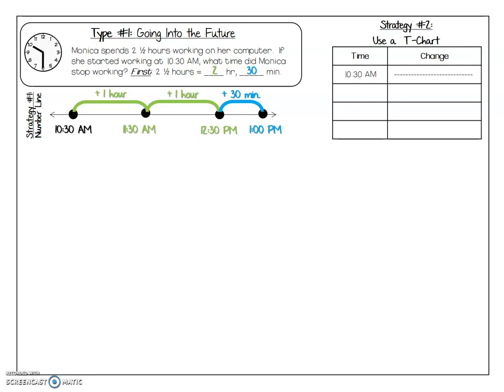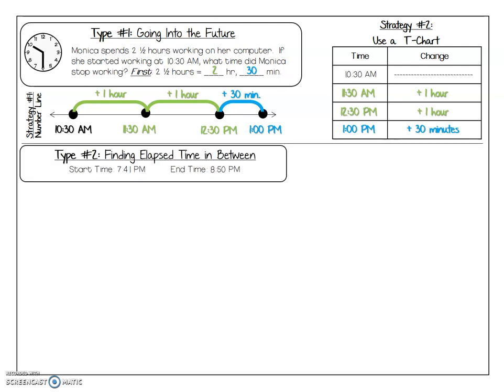So if I'm starting at 10:30, let me add an hour. That brings me to the 11:30 a.m. time. I'll add a second hour, which will bring me to 12:30 p.m. And finally, I'll add those last 30 minutes, which also tells me that I ended at 1 o'clock.